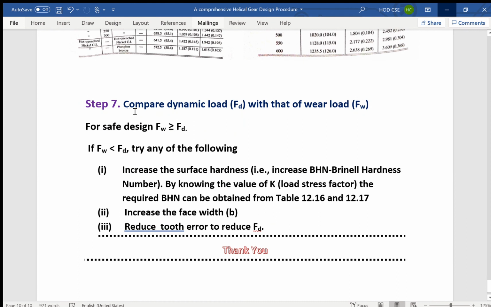Step 7. Compare dynamic load FD with that of wear load FW. For safe design, FW must be greater than or equal to FD. If FW is less than FD, try any of the following. Increase the surface hardness, that is increase BHN, Brinell hardness number. By knowing the value of K, load stress factor, the required BHN can be obtained from table 12.16, this one, and table 12.17 is this. Increase the face width B or reduce tooth error to reduce FD.